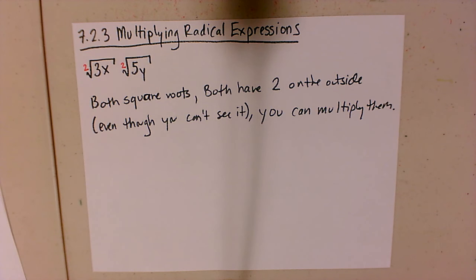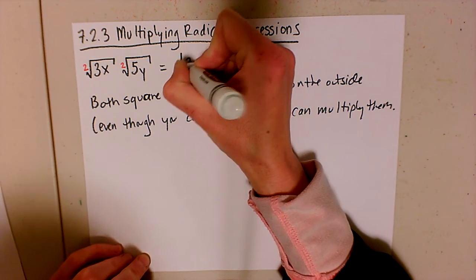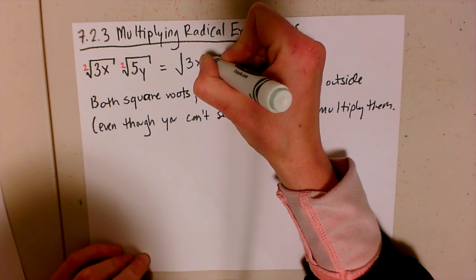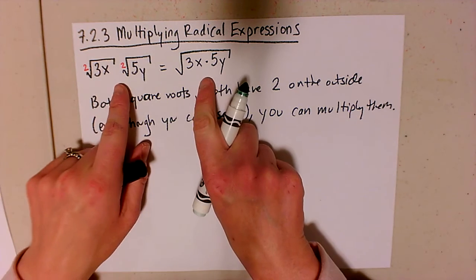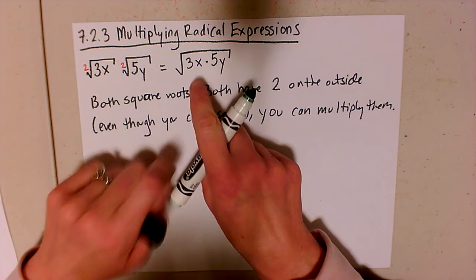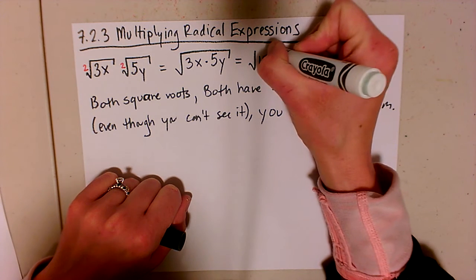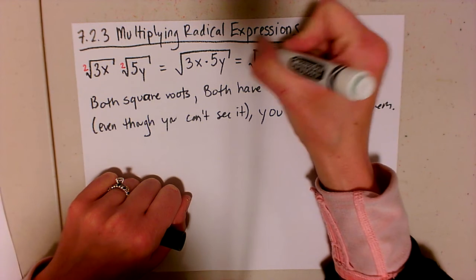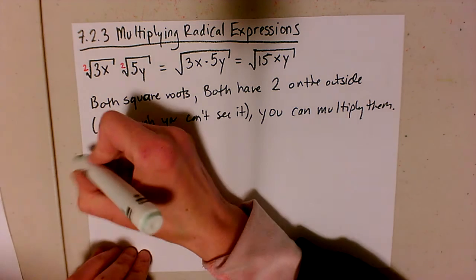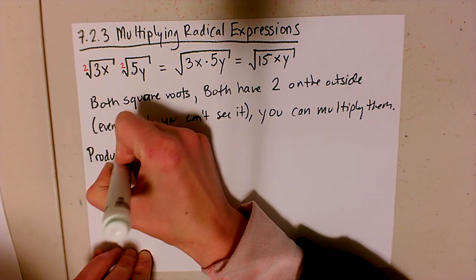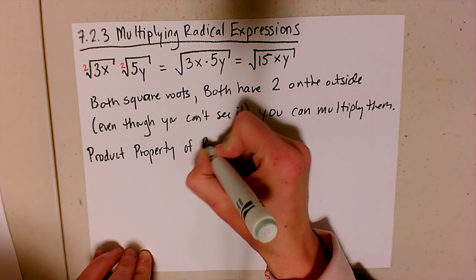And so because those are both square roots, we can rewrite everything under one giant square root, and we can say this is the same thing as 3x times 5y, and they can all be multiplied. So this works for multiplication. You can take separate square roots like this and combine them under one, and then say that this is the same thing as the square root of 15xy. And this rule where we can multiply things that have the same root, we call this the product property of radicals.